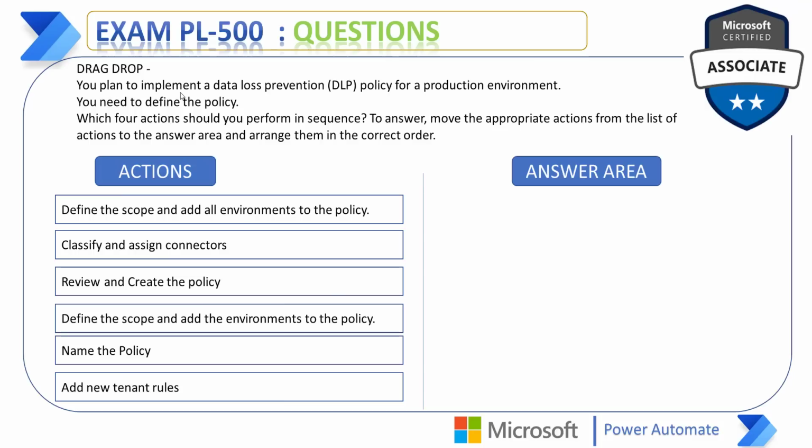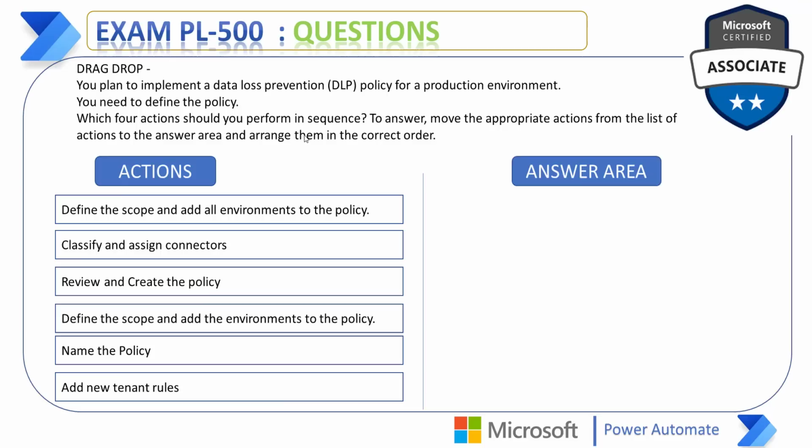Alright, what is the question asked in the PL-500 exam? If you see on my screen, the question is that you plan to implement a data loss prevention policy for a production environment. You need to define the policy. Which four actions should you perform in sequence? Before answering the question, we will learn two concepts.